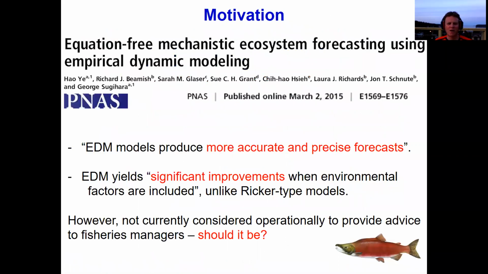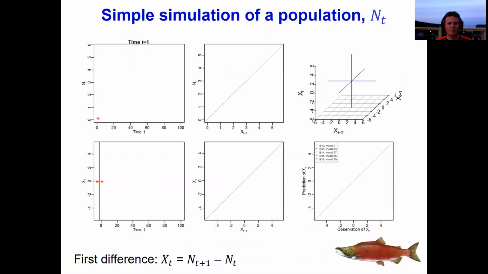The motivation for this work comes from a paper about 5 years ago concerning a technique called Empirical Dynamic Modelling, or EDM. The conclusions of this paper were that EDM models produce more accurate and precise forecasts and yield significant improvements, unlike the traditional Ricker-type models that people use to, in particular, model and manage Fraser River sockeye salmon. However, these methods are not commonly considered in an operational sense, and they're not being used to provide advice for managers. So our question is, should they be used?